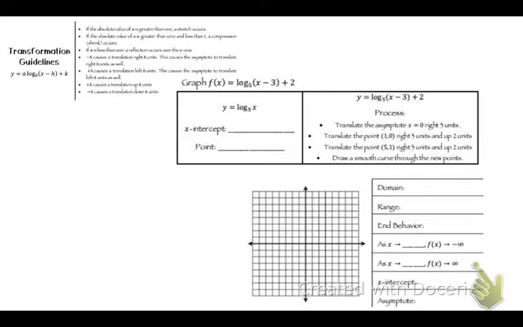Okay, and let's look at this. So if we have log base 5 of x, that means we're going to have an x-intercept at (1, 0) and a point at (5, 1). Now here's a process to do it.